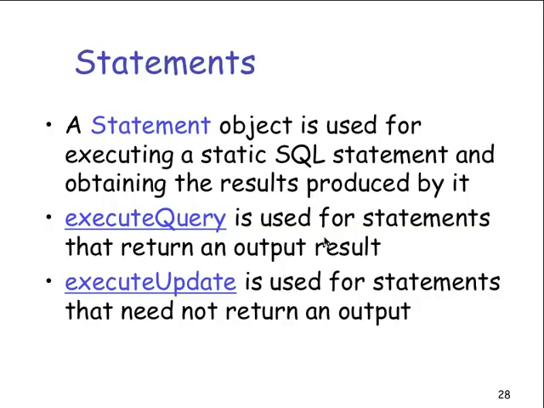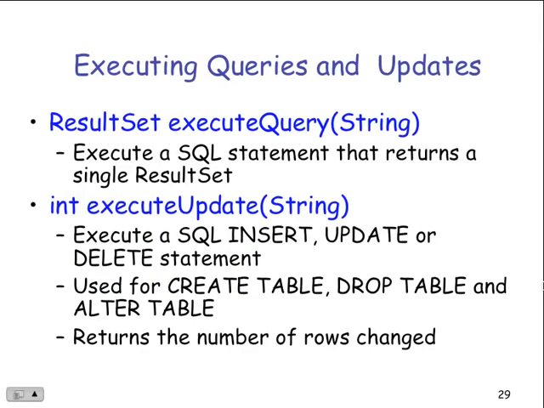So some of it is planning the application design for when the connectivity occurs, as well as optimizing the type of statement that you're running. JDBC breaks it out into an execute query or an execute update statement. It allows you to either wait for results or not wait for the results and get some status back. So in terms of executing queries and updates, the result set execute query with a string executes a query statement that returns a single result set.